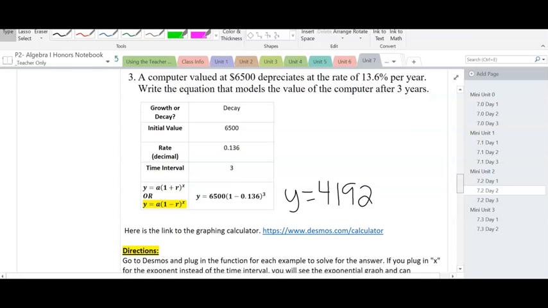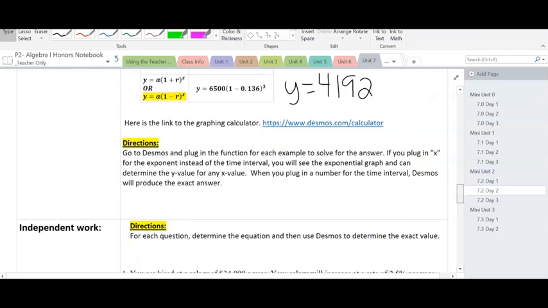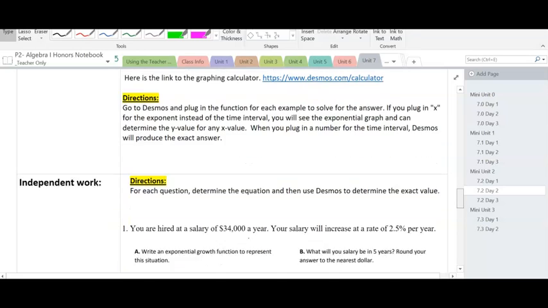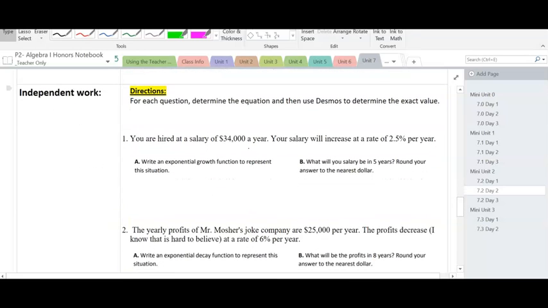But for classwork, all you're going to be doing is answering all these questions. So you're going to determine the equation, and then you're going to use Desmos to determine the exact value. And each of them will tell you where to round your number to.